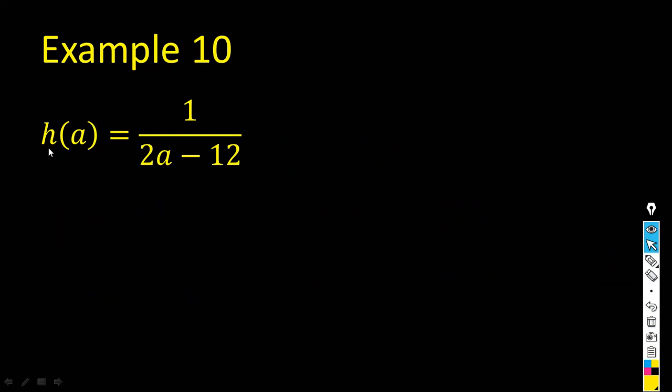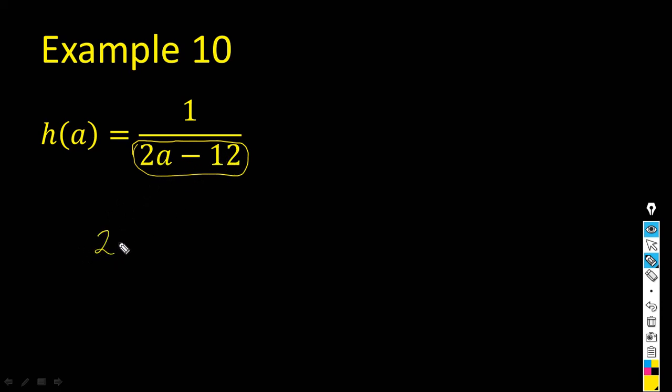Example 10, h of a equals 1 over 2a minus 12. So again, you can give h any number you want, as long as that number doesn't produce a 0 here. Okay? We cannot have a denominator equal to 0 in this type of functions. So let me ask mathematics that question: for what value of a is this equal to 0?